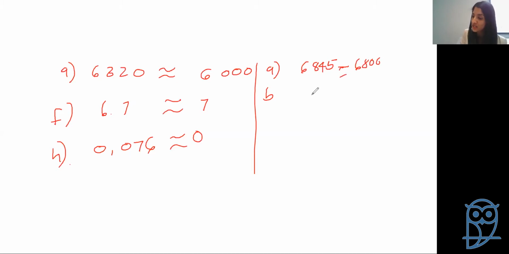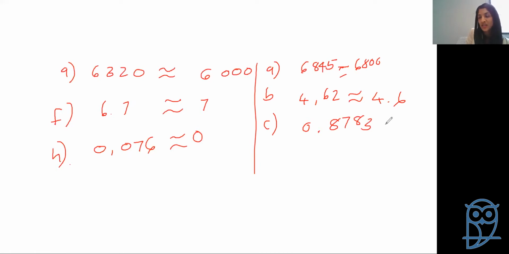The next one is 82.48, and the two significant figures in that will be 82. And then if I have to do 0.8783, the two significant numbers in that particular one is going to be 0.88. That's it. You'll see a pattern forming here.